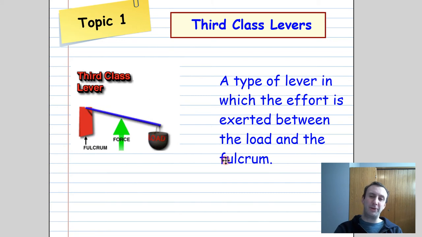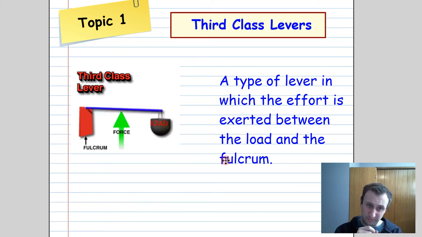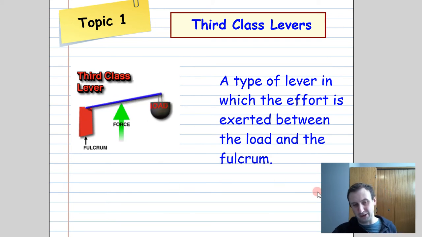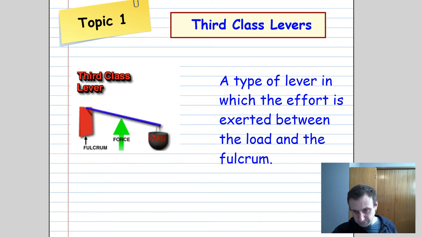So a third class lever is a type of lever in which the effort is exerted between the load and the fulcrum. This is giving you a speed advantage. It's making the load move faster by applying a greater force.